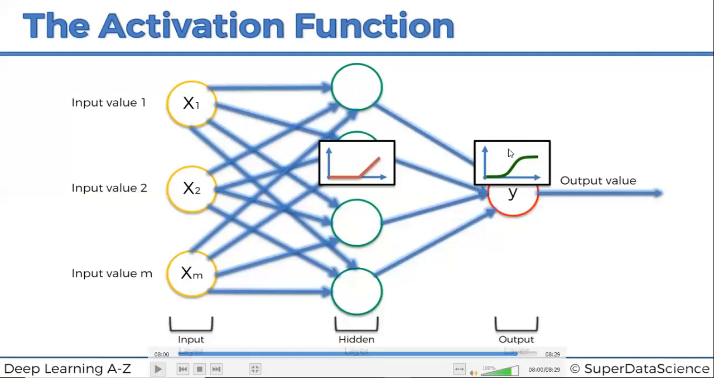If your output is a categorical value, then only the sigmoid function is preferable. If it is a binary classification problem, then only the sigmoid function is preferable. Whereas if it is a multiple classification problem, if you have multiple categories here, in place of the sigmoid function, we need to use the softmax function.